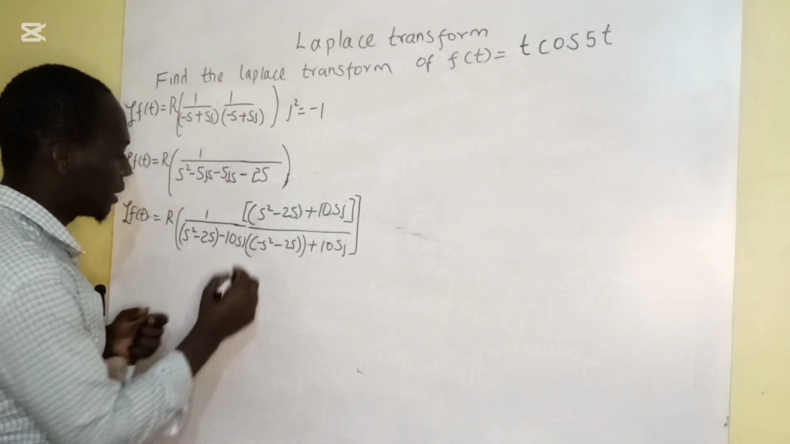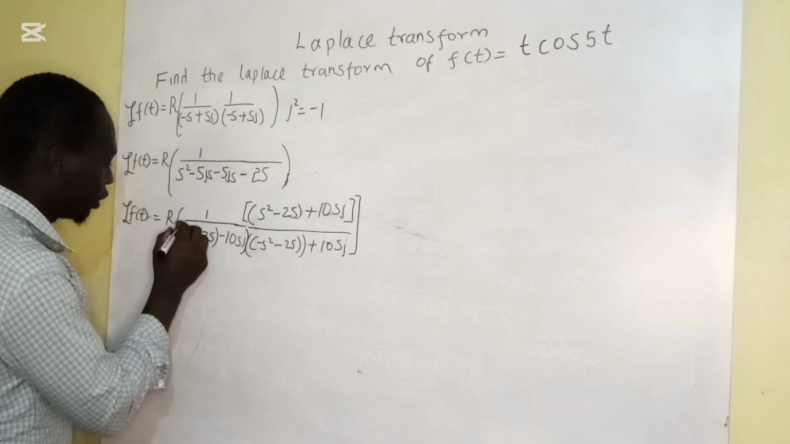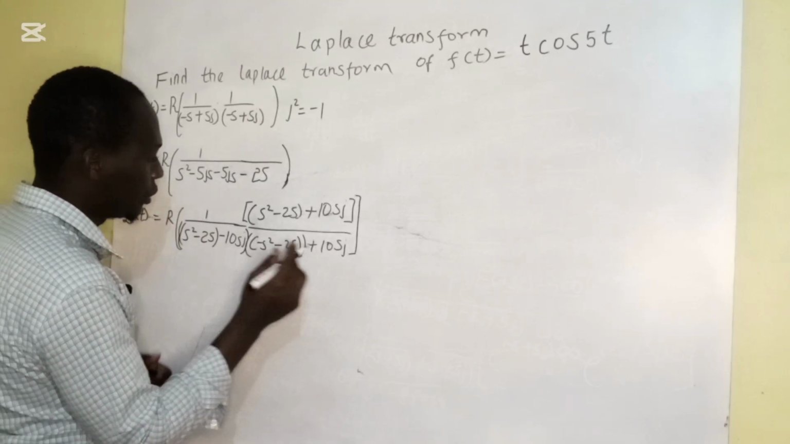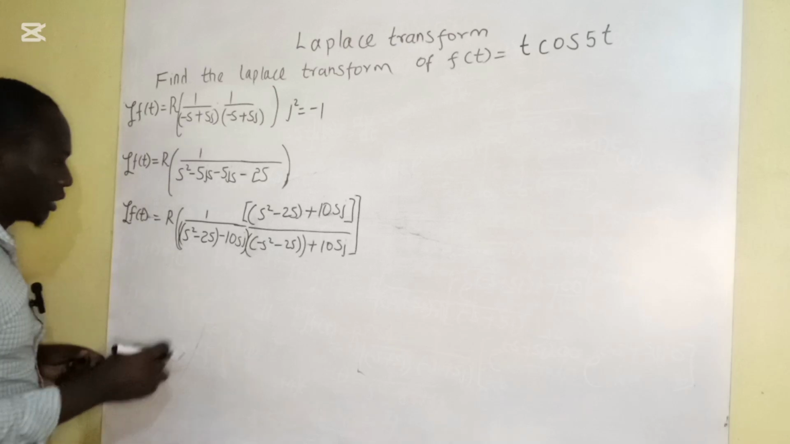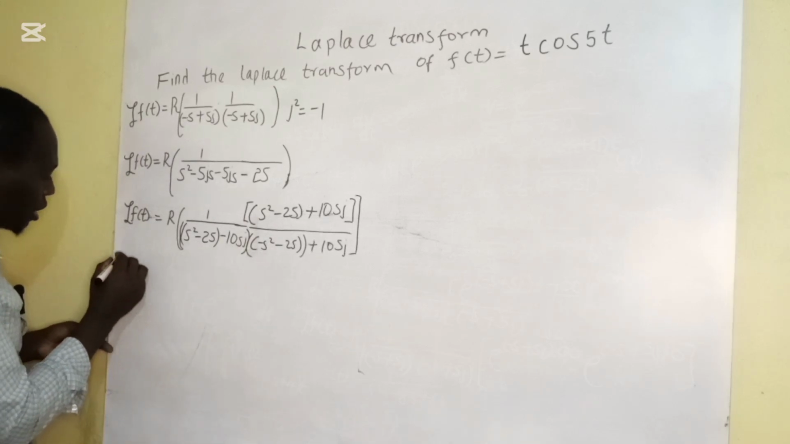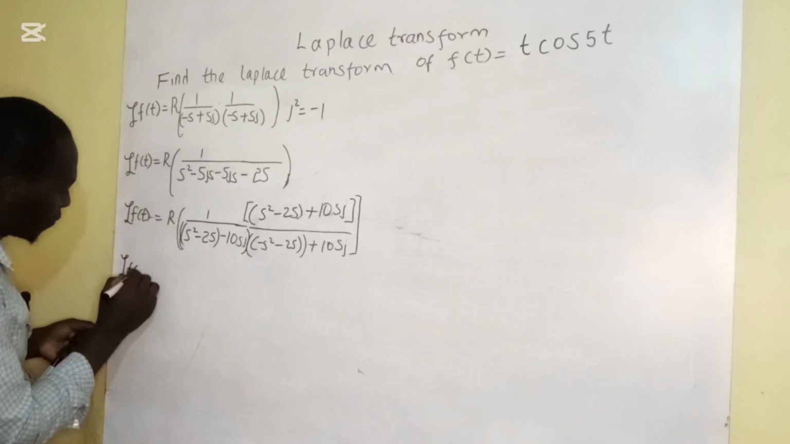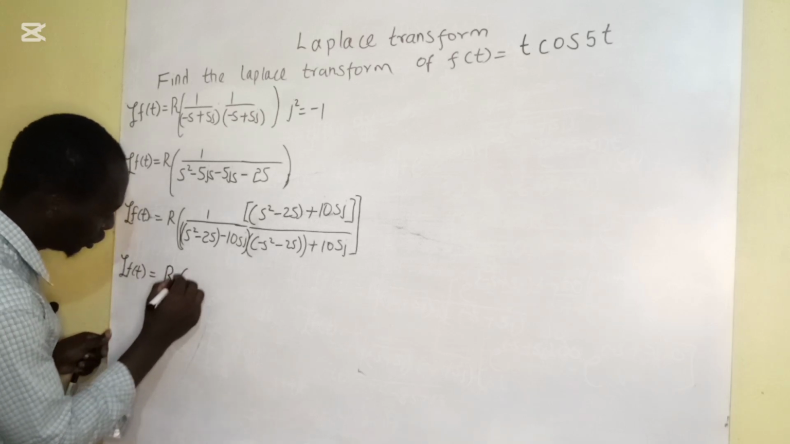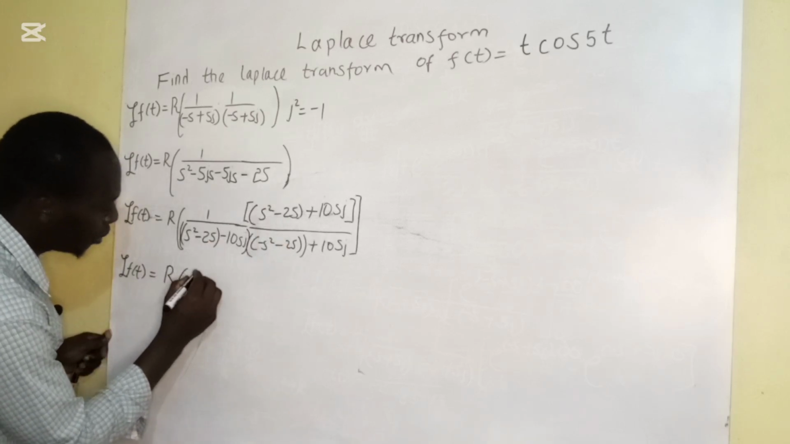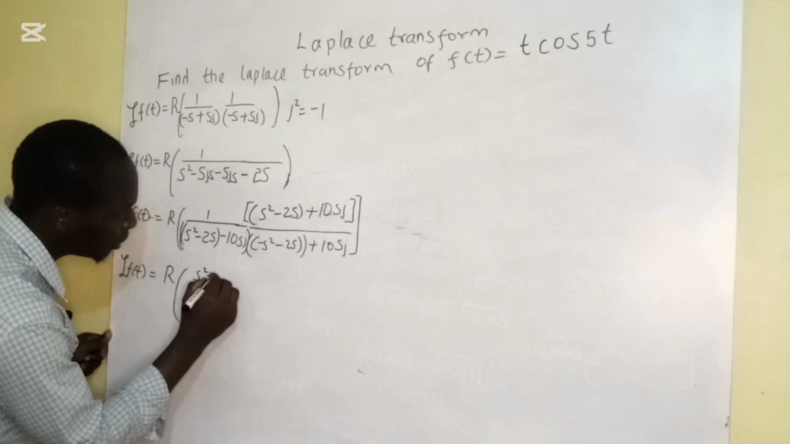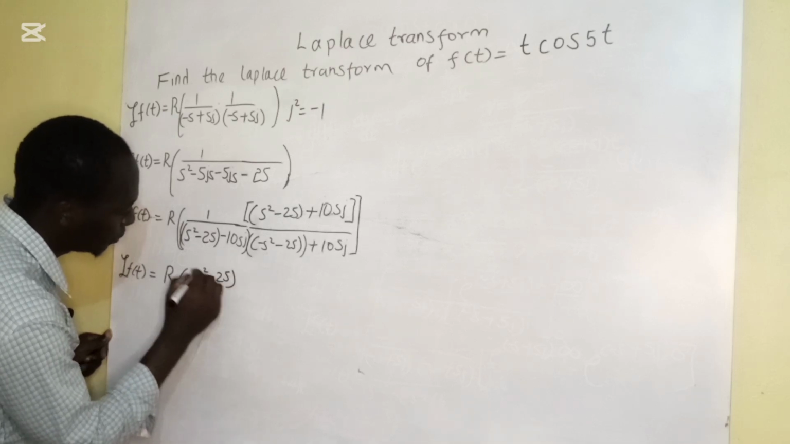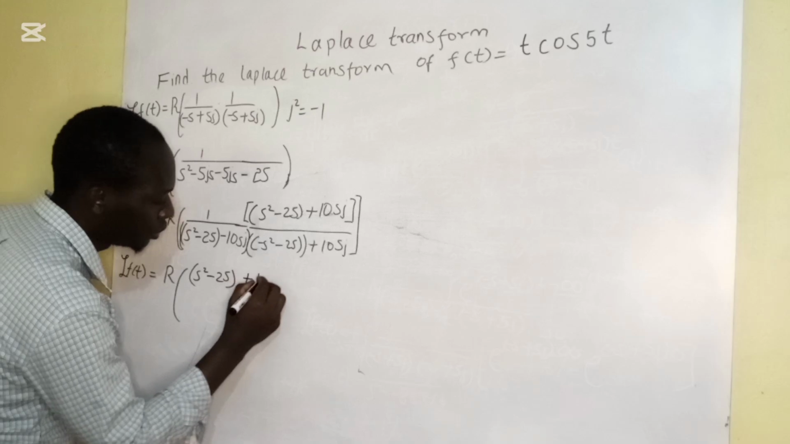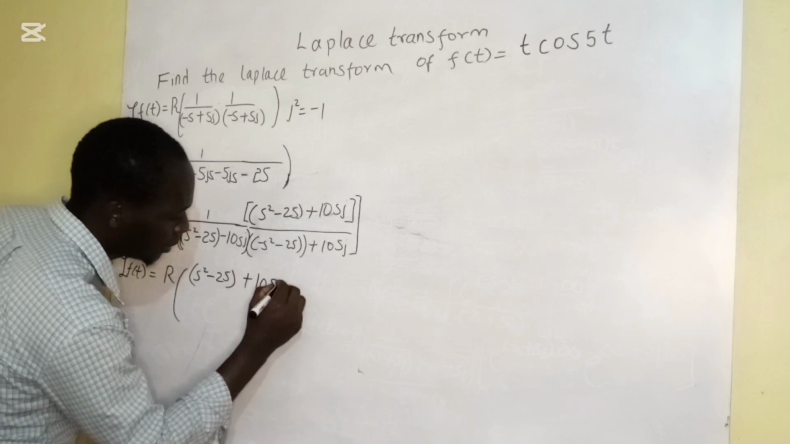Now, let us have a multiplication of our brackets here on the denominator and on the numerator. On the numerator, we are going to have the Laplace transform of our function f of t is going to be equals to r into s squared, we subtract from 25, we add to 10sj.